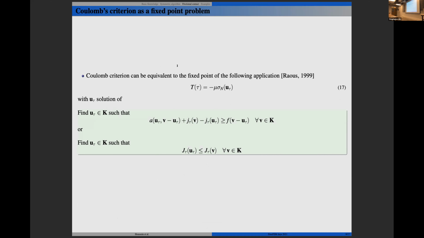And yes, the Coulomb's criterion can be given as a sequence of Tresca problems, therefore a sequence of minimization problems. More precisely, the Coulomb's criterion is equivalent to the fixed point of this application T, which for each sliding limit gives minus mu times the normal pressure of the displacement field U tau. U tau is the solution of the Tresca problem for a sliding limit tau. It's the solution of this problem or of this problem.